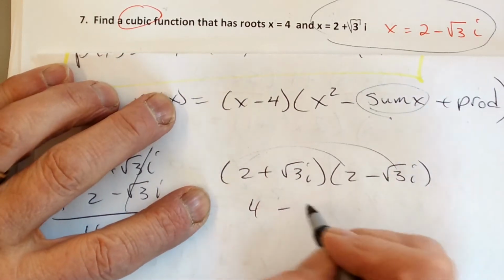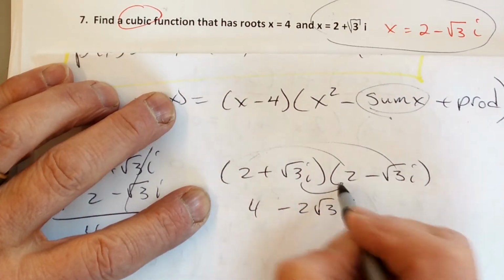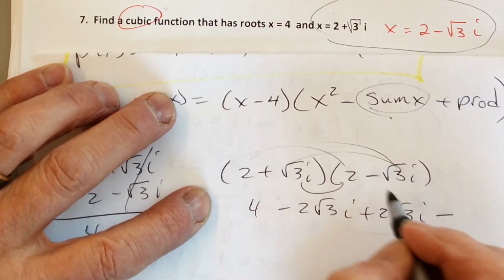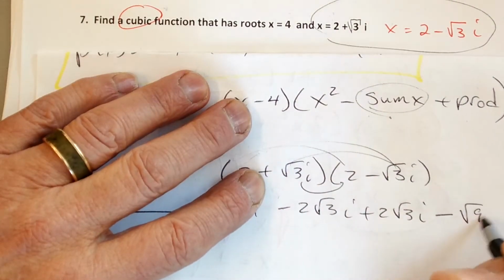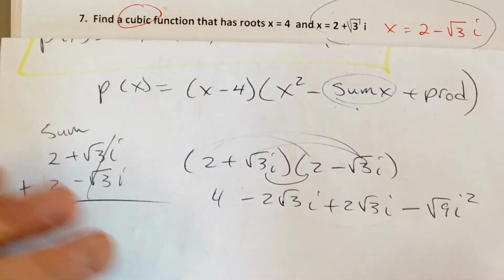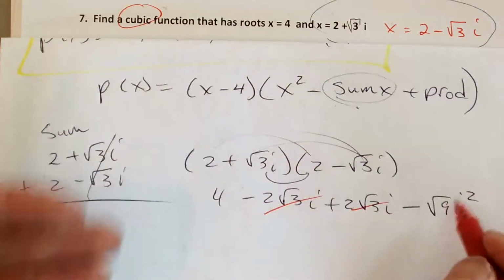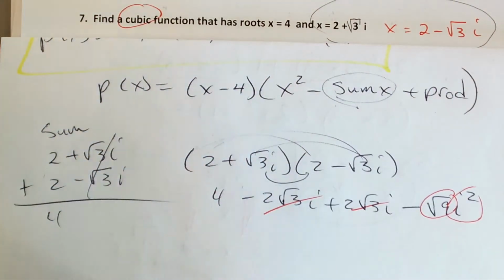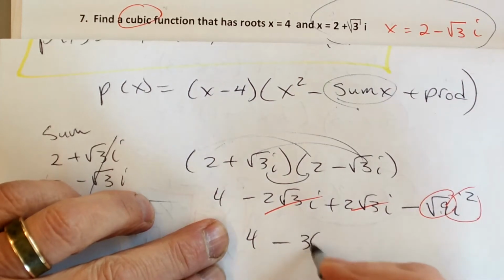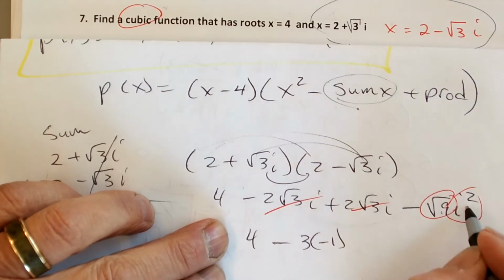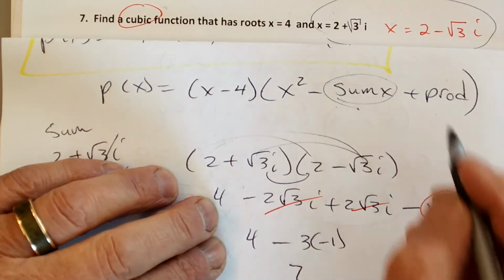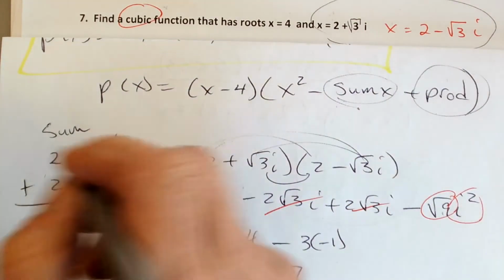I'm going to get a 4. I'm going to get a minus 2 square root of 3i. I'm going to get a positive 2 square root of 3i. And I get a negative square root of 9i squared. All right, let's see if we can simplify this a little bit. These two cancel. This becomes a 3, and that's a negative 1. So I'm going to have 4 minus 3 times a negative 1, because i squared is negative 1. That's like 4 plus 3, which is 7. Okay, so I'm going to put a 7 right here.